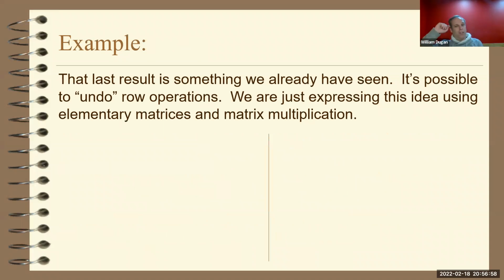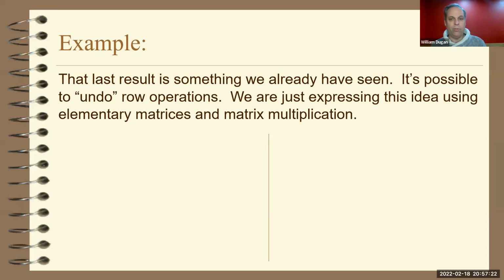Now that particular result is symbolic, and because of that, people have a hard time seeing it. It's something you've already seen. I've shown you that if you take this matrix and you can row reduce it to that one, you can always reverse it. It's the same statement. It's just expressed in terms of matrix multiplication and elementary matrices. I'll show you what I mean.